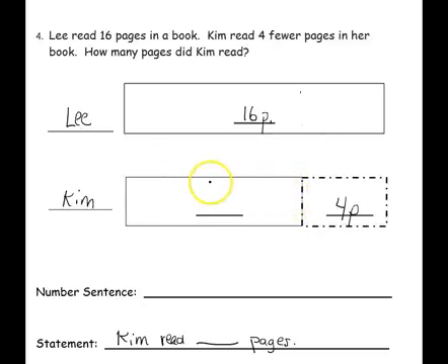Now, to figure out this portion of the tape, we know it's going to be the 16 that Lee read minus the 4. 4 fewer than 16 will go in this box. Well, I know if I have 16 and I take 4 away, that gives me 12. And you can see how this looks like a number bond. 16 is made up of 12 and 4. 12 is 4 fewer than 16. So Kim read 12 pages. And again, to find that out, we'll take the 16 that Lee read, we'll take away the 4 fewer, and we'll get the 12 pages that Kim read.